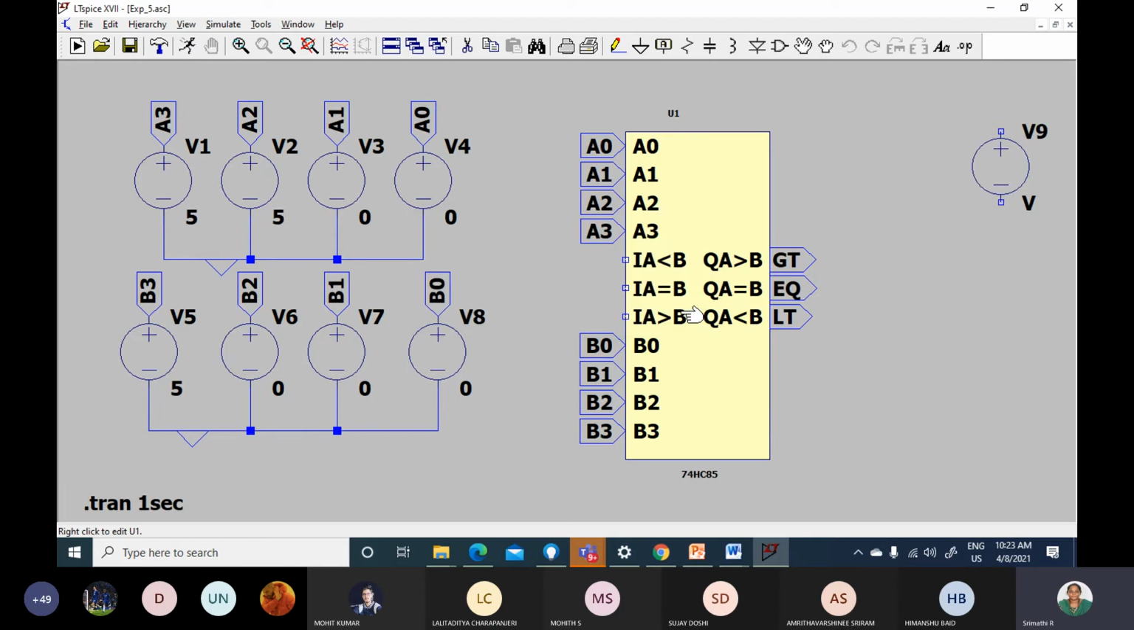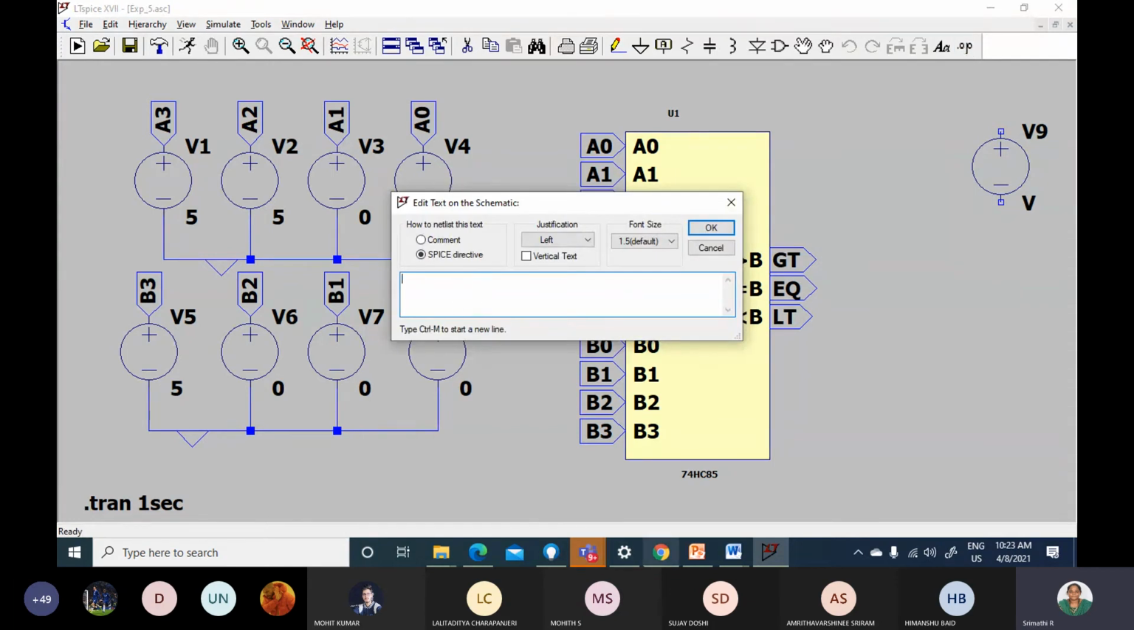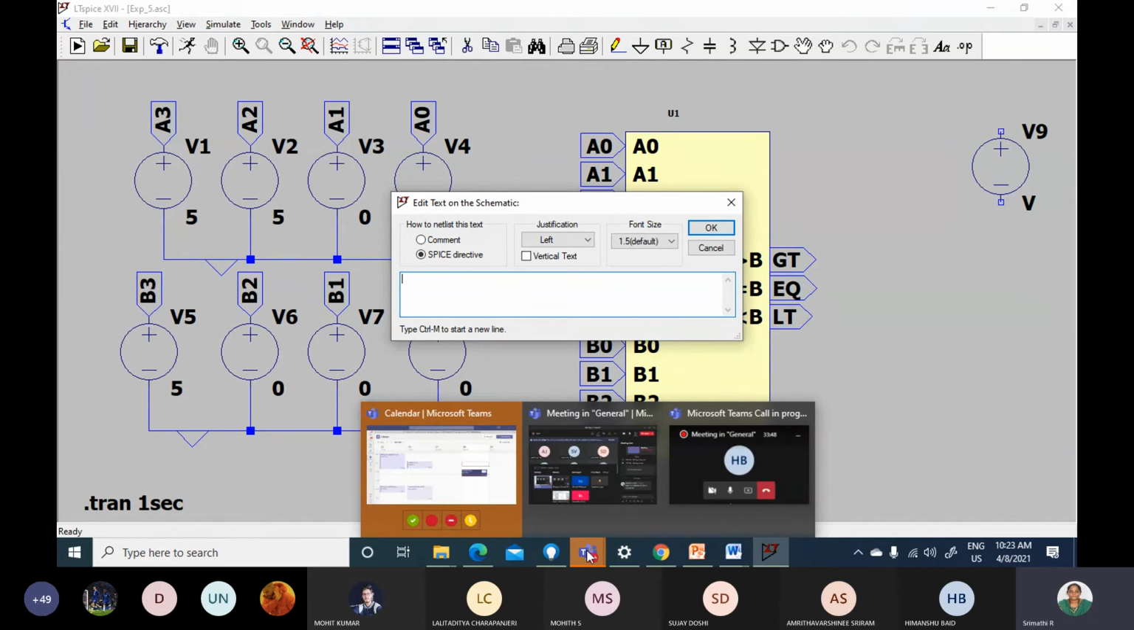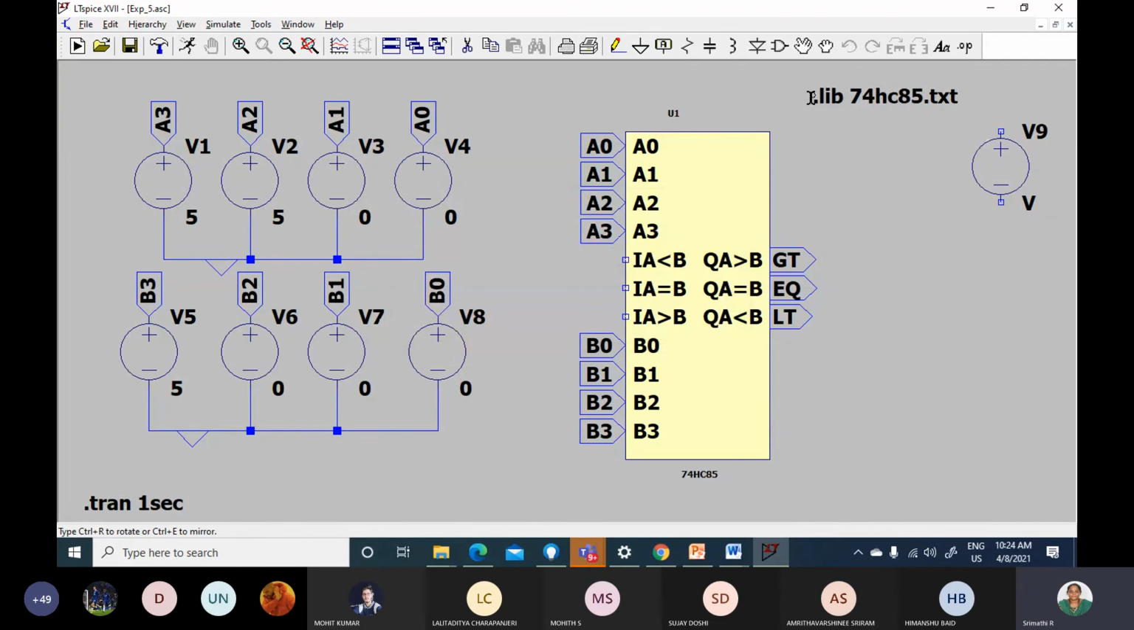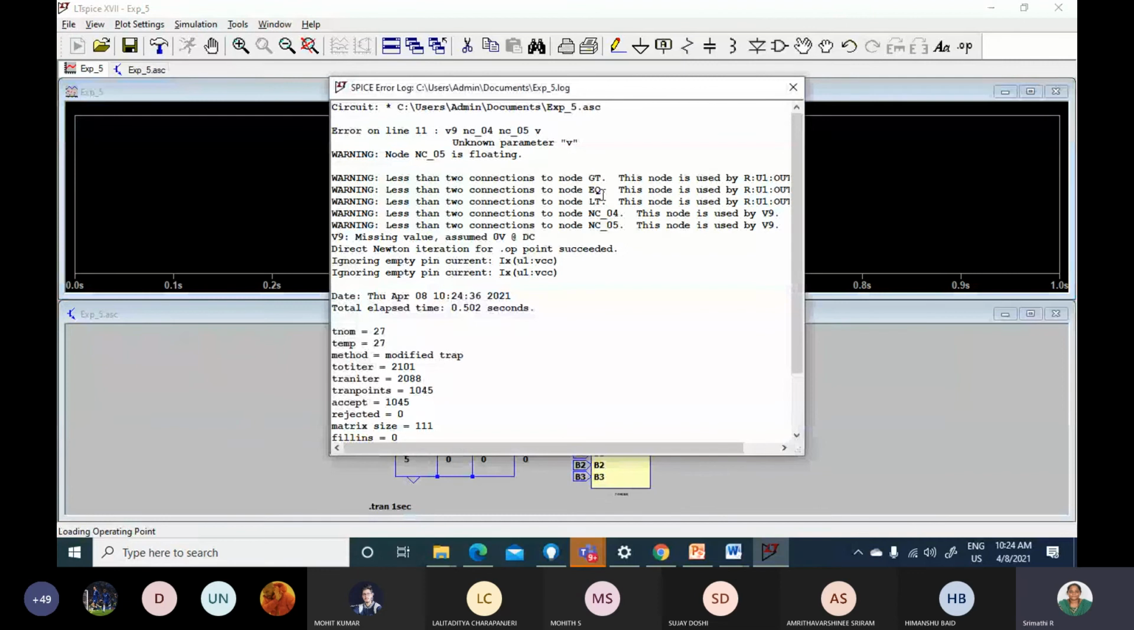I have to take a spice directive. In the spice directive, I have to give dot lib space 74hc85 dot lib, click OK. I'll place it here. Now run. You will be getting an error.